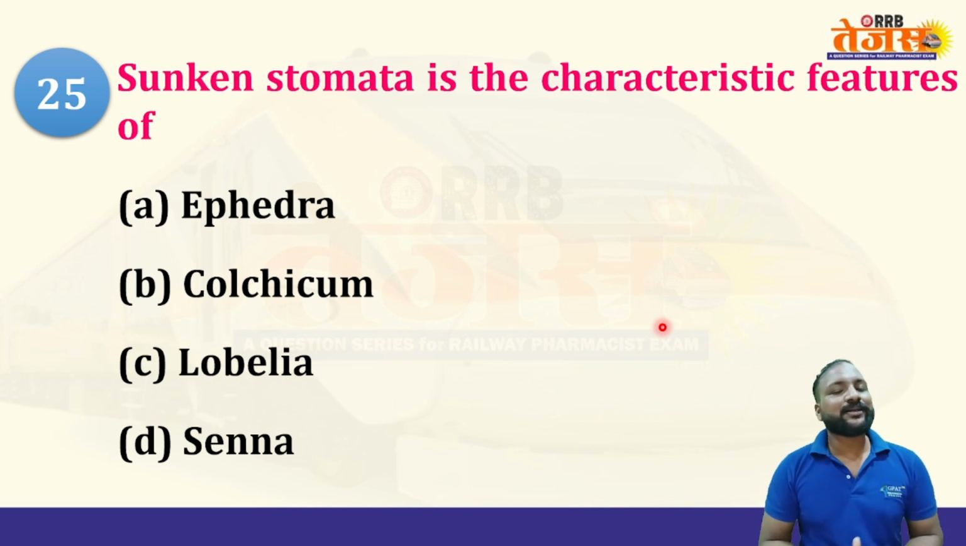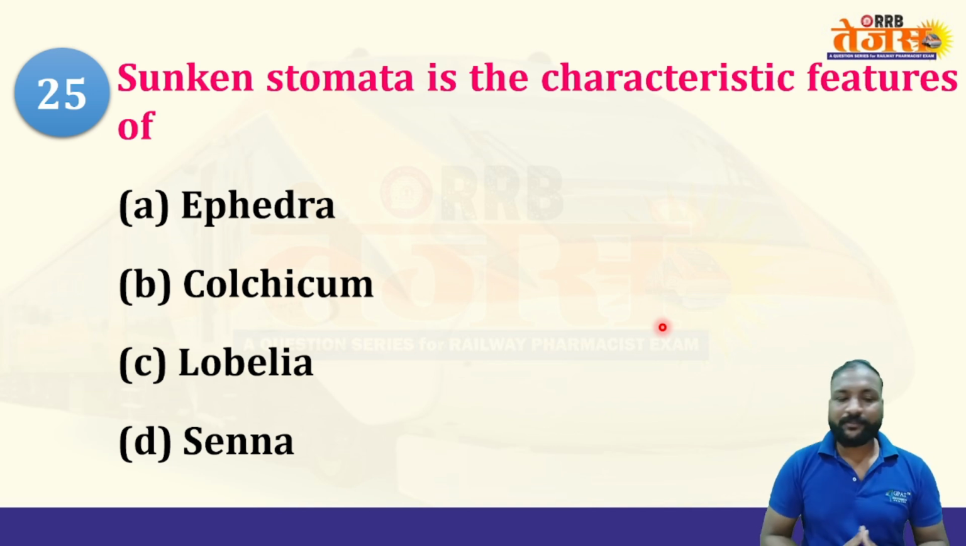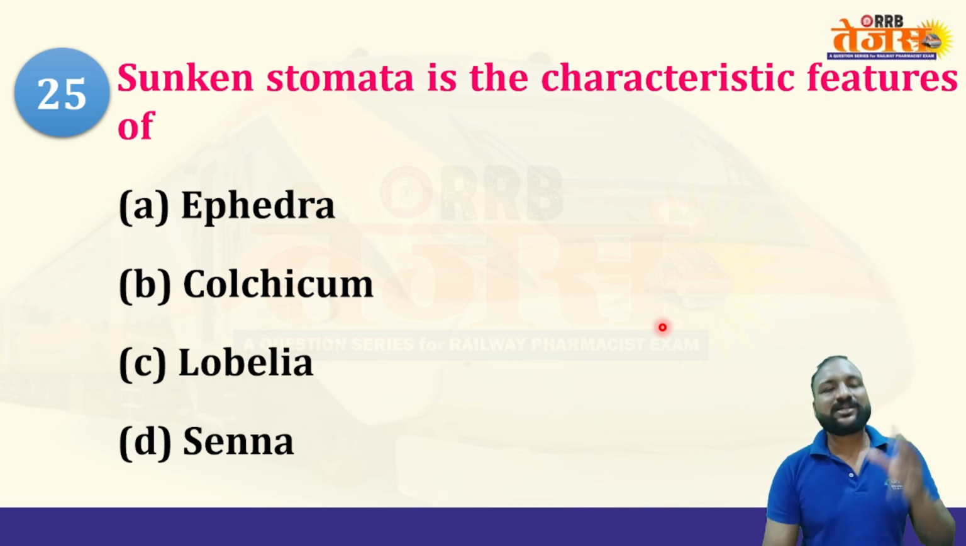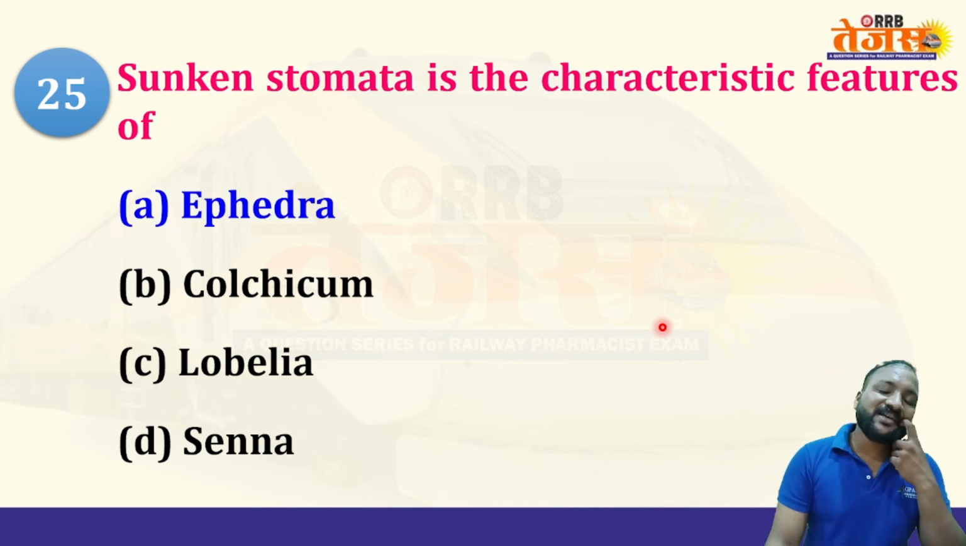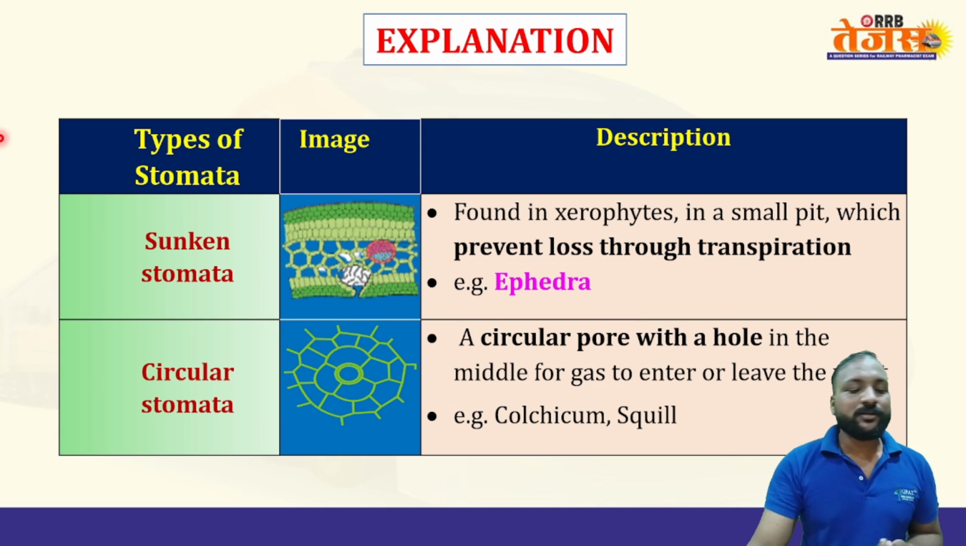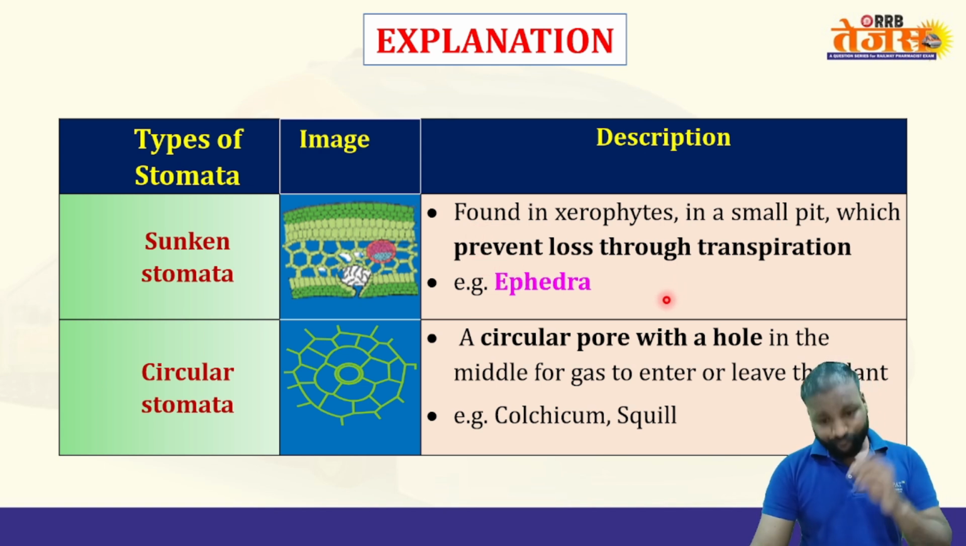There are special types of stomata, maybe sunken stomata and circular stomata. So let us check the answer. Ephedra has sunken stomata. This image shows sunken stomata, because it is only found in xerophytes in a small pit, which is to prevent the loss through transpiration. Example is Ephedra.